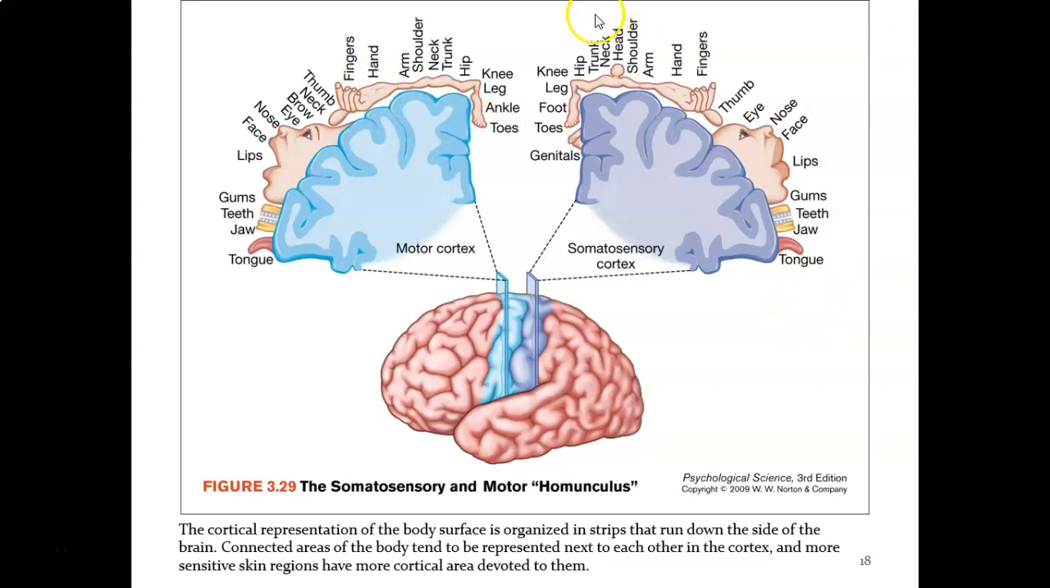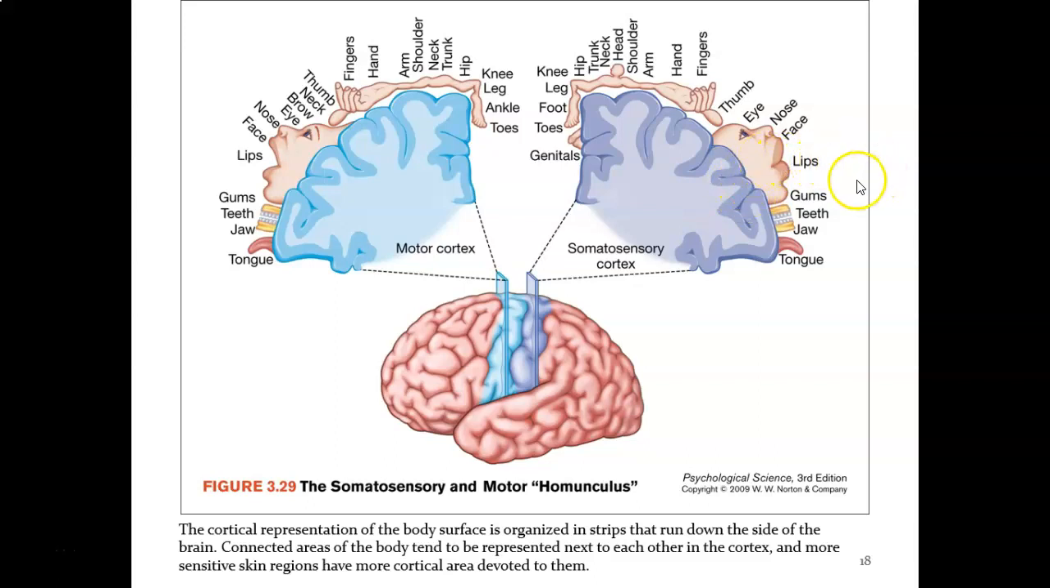This same process goes on with the somatosensory cortex. The more sensitive a body part, the more tissue on the somatosensory cortex is dedicated to that part of the body. Our faces and our hands are the two most sensitive parts of the body.